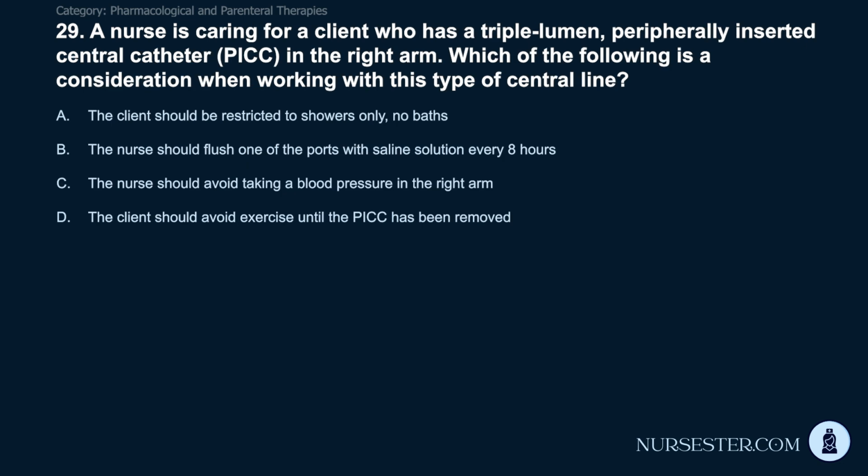29. A nurse is caring for a client who has a triple lumen, peripherally inserted central catheter, PICC, in the right arm. Which of the following is a consideration when working with this type of central line? A. The client should be restricted to showers only, no baths. B. The nurse should flush one of the ports with saline solution every 8 hours. C. The nurse should avoid taking a blood pressure in the right arm. D. The client should avoid exercise until the PICC has been removed. Correct answer, C. The nurse should avoid taking a blood pressure in the right arm.